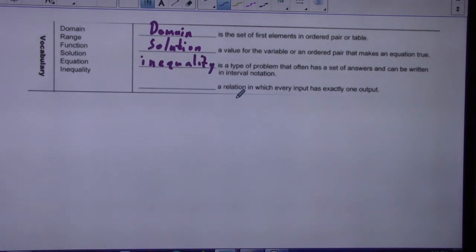Then the last one, which is a relation where every input has exactly one output. What do you call that? A function, yes. Okay.